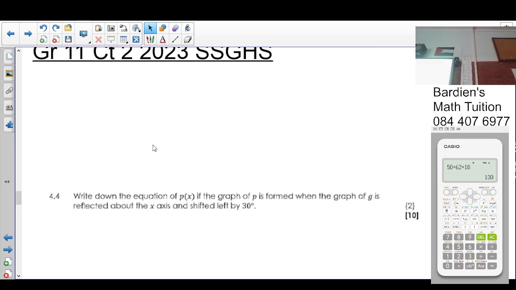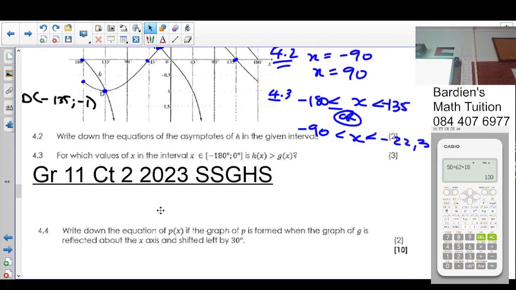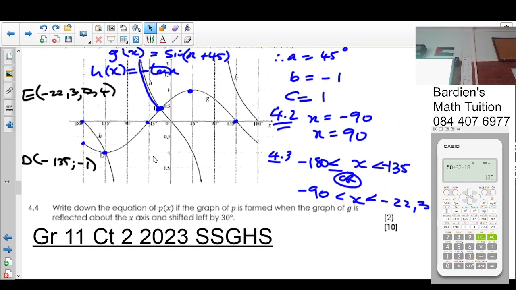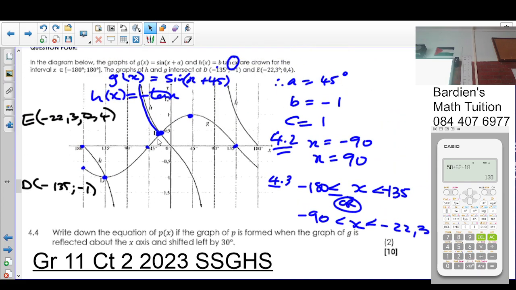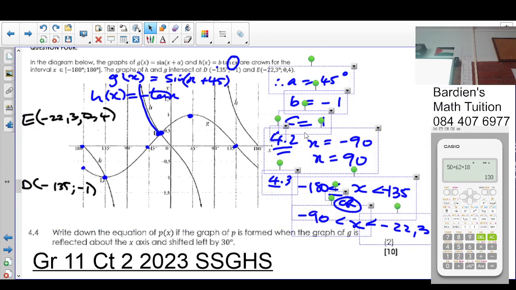4.4. The question says write down the equation of p of x, if the graph of p is formed when the graph of g is reflected about the x-axis. So if something is reflected about the x-axis, what happens?